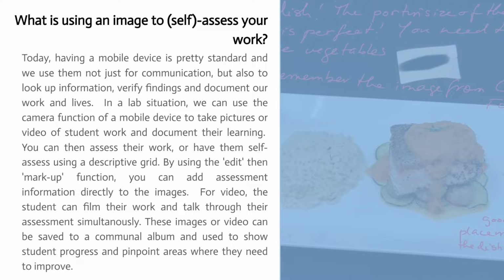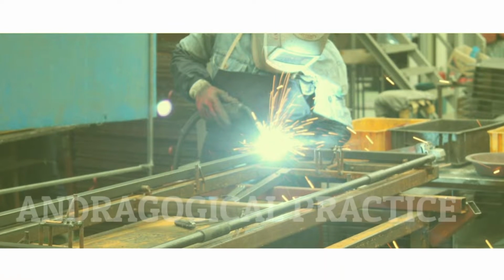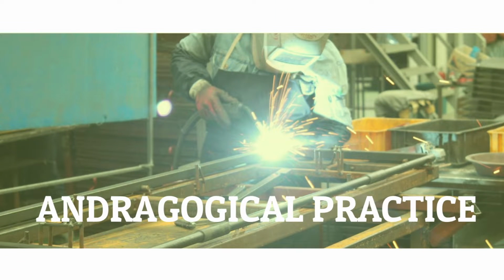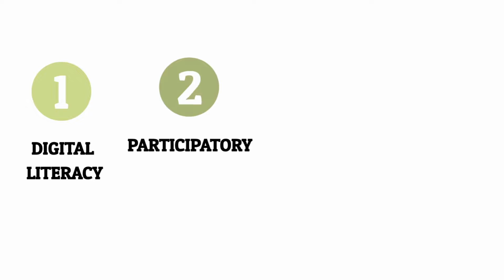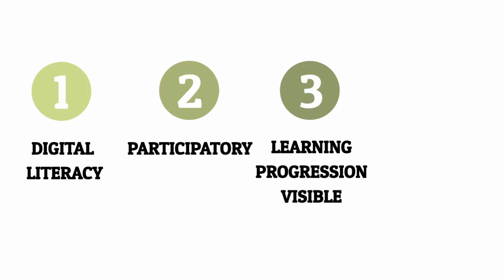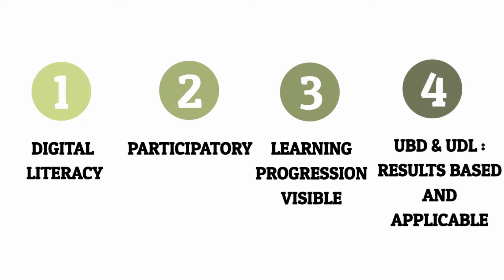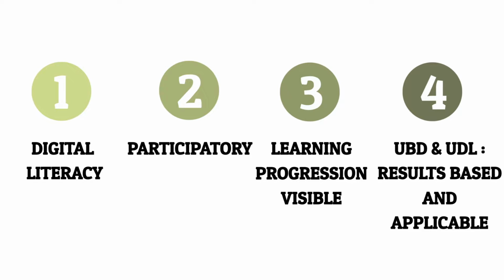So how is using a cell phone to self-assess your work or to assess student work a really good andragogical practice? There are really four main areas that we're going to look at here. What makes this really great is that we're really going after digital literacy. That's a huge chunk of this. It's active participation in the learning, both on the part of the student and on the part of the teacher. It makes the learning progression very visible, which is great with adult learners. And because we're dealing with results based and really applied learning, this is a great example of how to use both UDL and understanding by design in planning and executing your learning environment for your students.